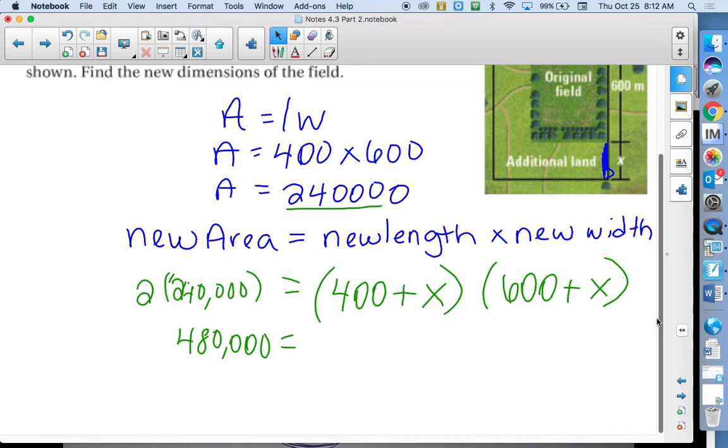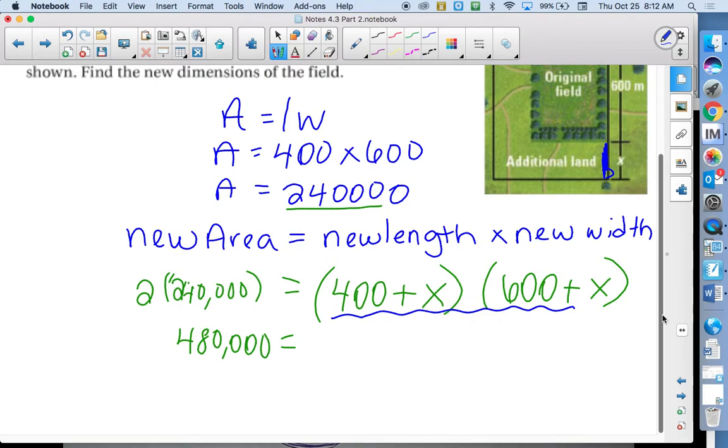Julia? Yeah, we're gonna have to FOIL these. So we actually have to FOIL first so that we can then eventually get this set equal to 0. So you might need to use your calculator. 400 times 600, make sure you have all those zeros. I missed the zeros the first time. So that's 240,000. And then we have plus 400x plus a 600x and then plus x squared.